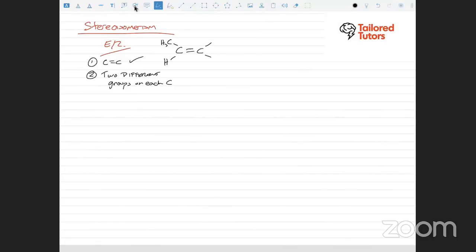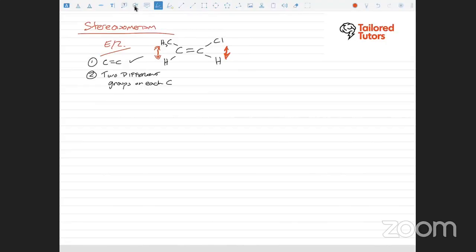So we got 2 different groups attached to each carbon. On the left-hand side over here, we've got a CH3 and a H. On the right-hand side, just for giggles, I'm going to put a chlorine and another H, okay? So importantly, as long as these 2 groups are different from each other, they can be the same on both sides. It can be completely symmetrical, this molecule, okay? But as long as this one is different to this one, and this one here is different to this one, then you've got the makings of an EZ isomer.